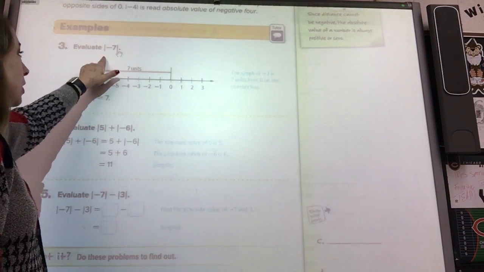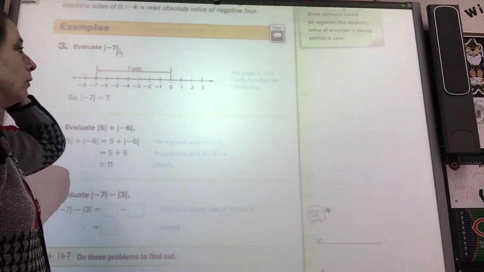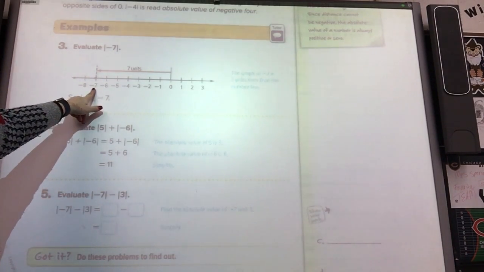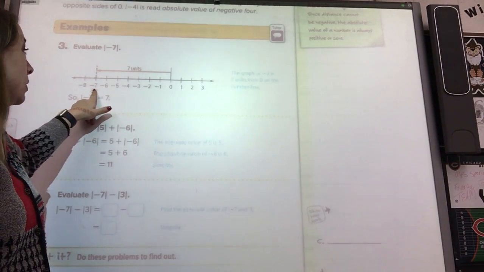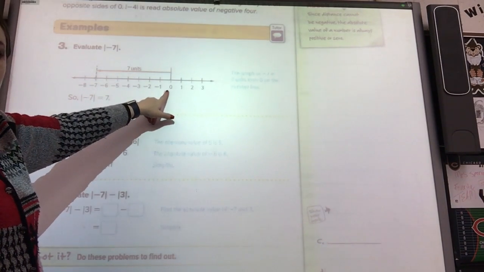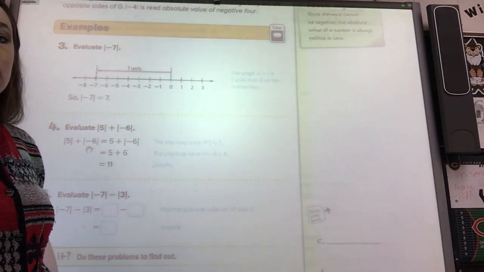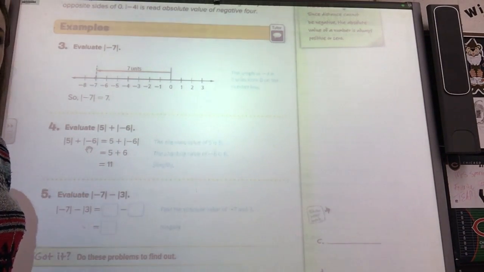All right, so here's a good example. It says absolute value of -7. So it shows us where -7 is on this number line. But all they want to know is how many units is it back? How far do I have to go back? 7, right? I don't have to go -7 back. It's just 7 units back.